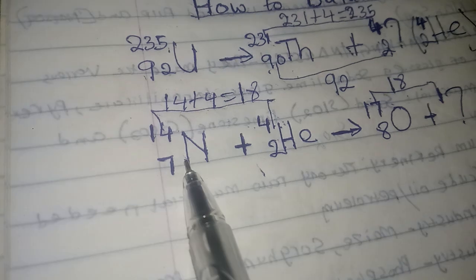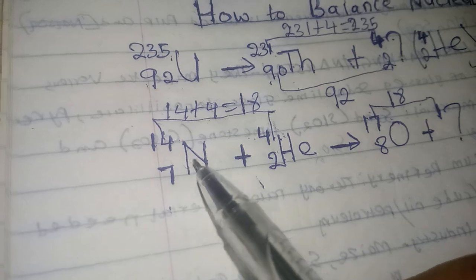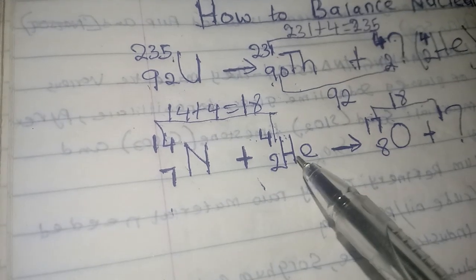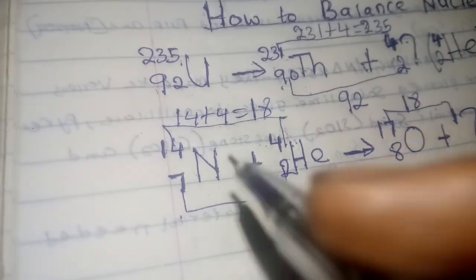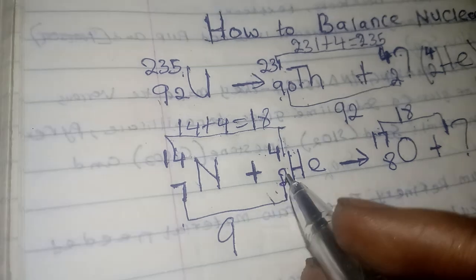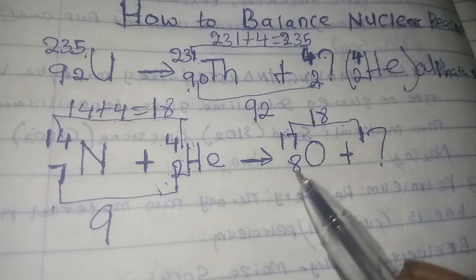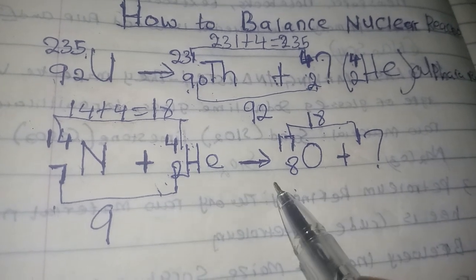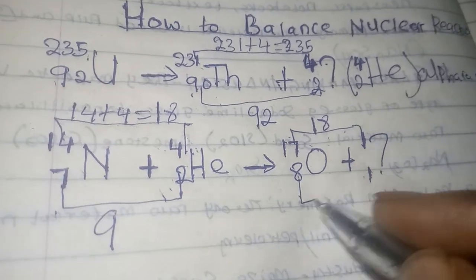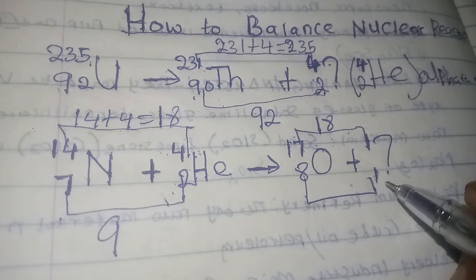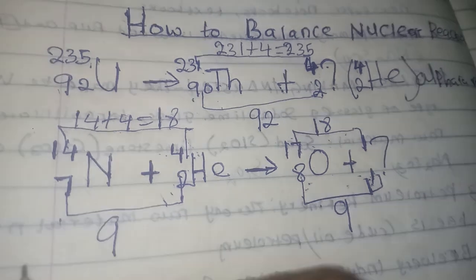Moving to the atomic number. The atomic number of nitrogen is 7, and the atomic number of helium is 2. Add both together: 7 plus 2 is 9. The atomic number of oxygen is 8, so it's not balanced. What number can we add to make it balanced? We add 1. 8 plus 1 gives us 9. So we are balanced.